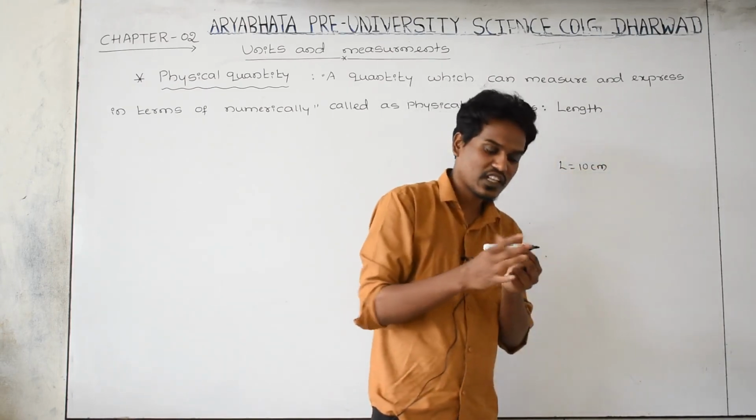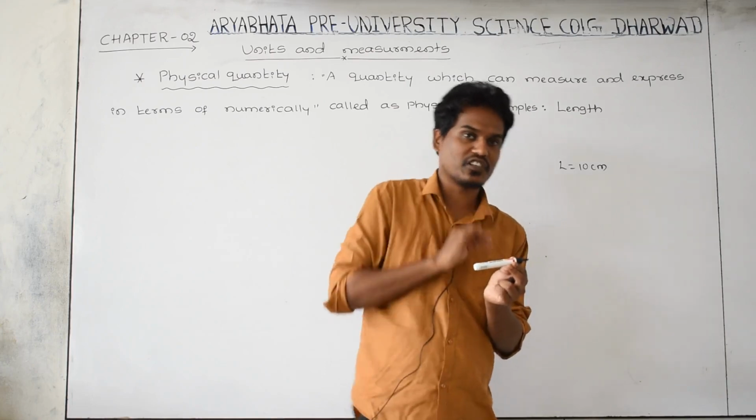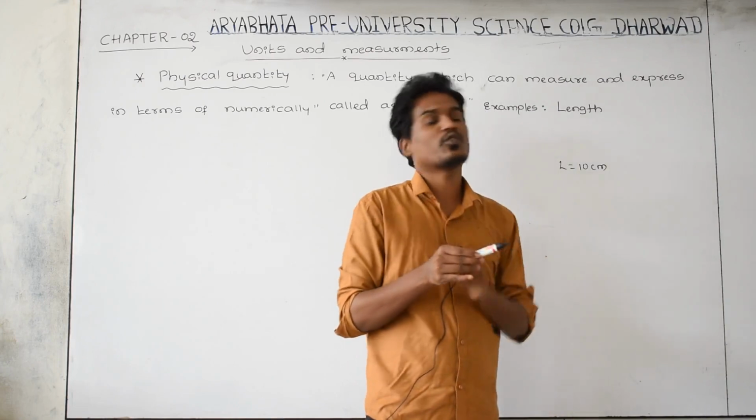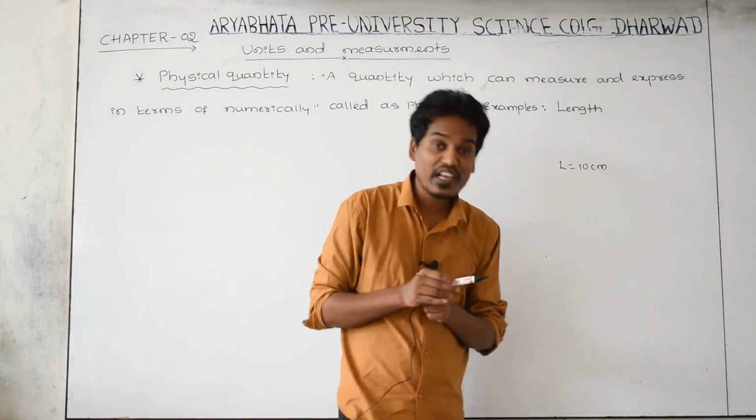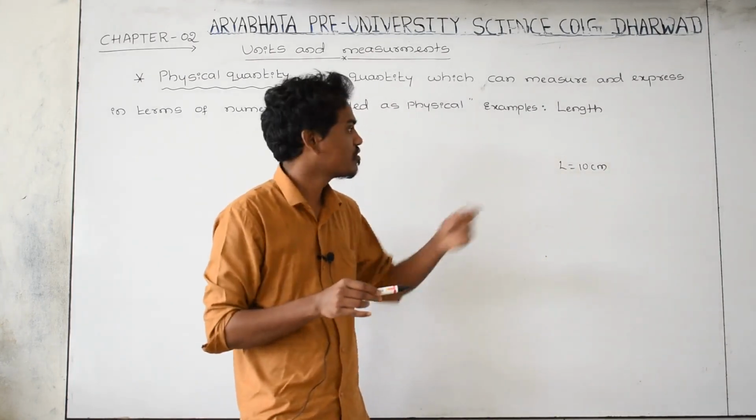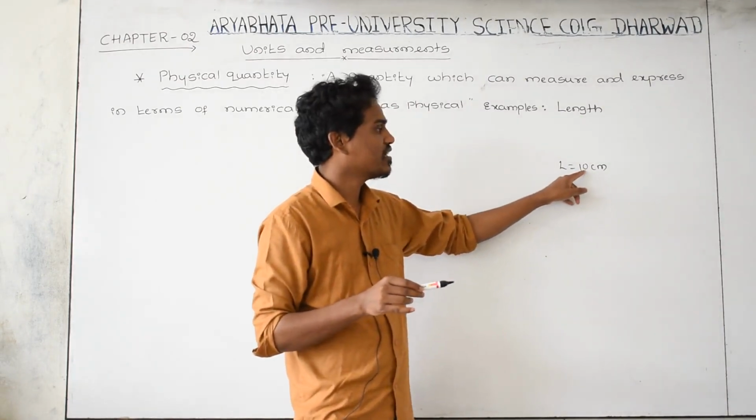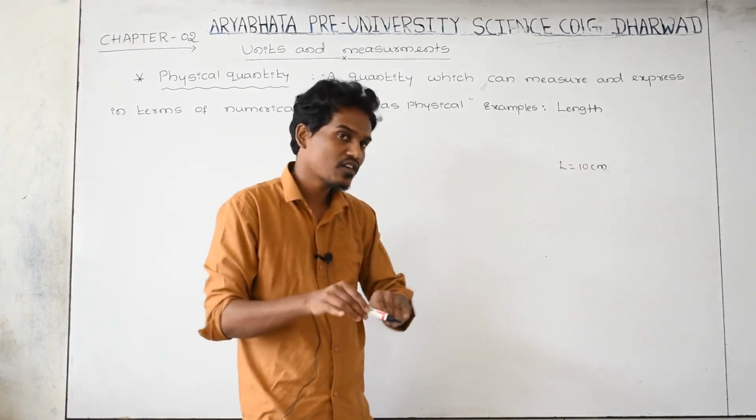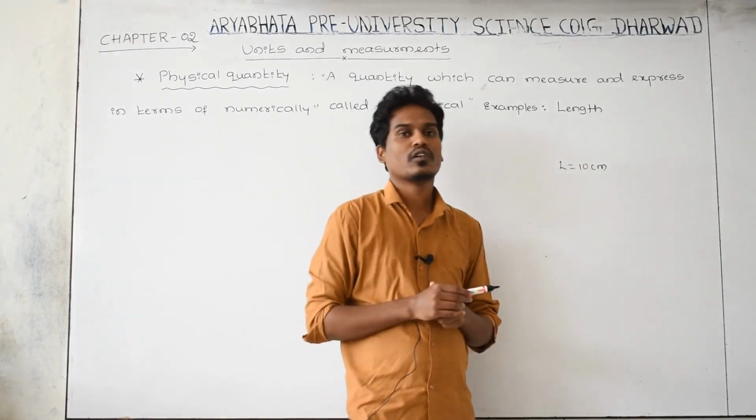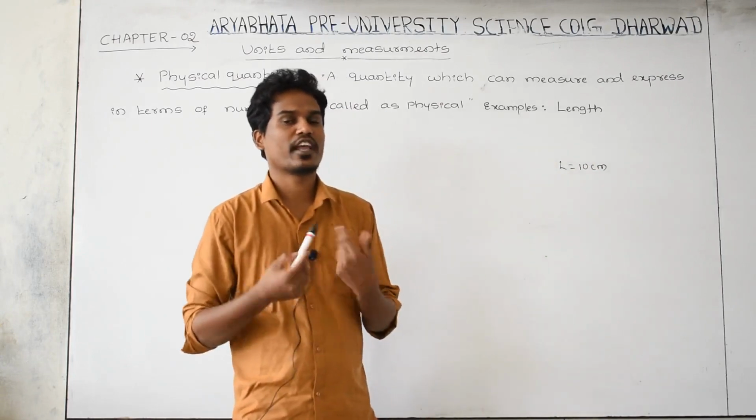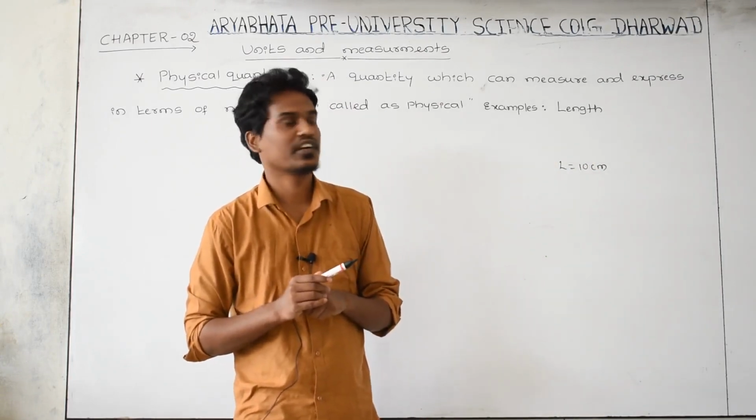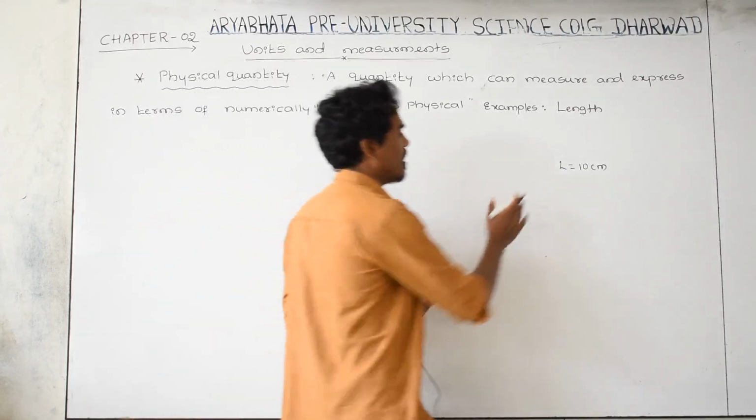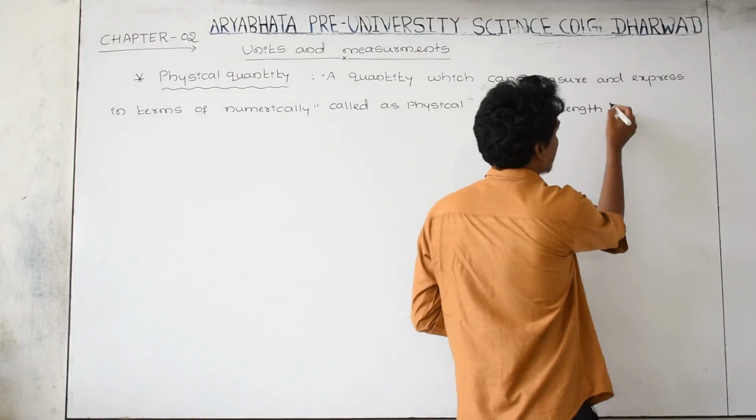Is it possible to measure the length of the marker? Yes, of course, I measured its length. Then is it possible to express its length in terms of a numerical value? Yes, of course. Numerically, in the sense, the number 10 centimeter. It is possible to measure, and after measuring, we can express that physical quantity in terms of a number, a numerical value. For example, length, and another example you can take area.